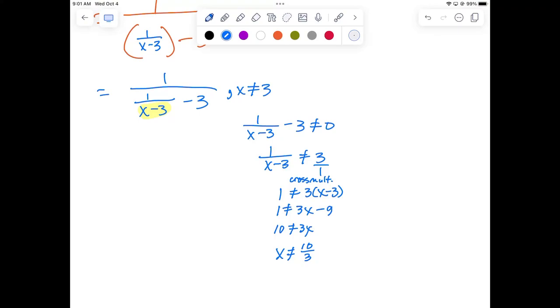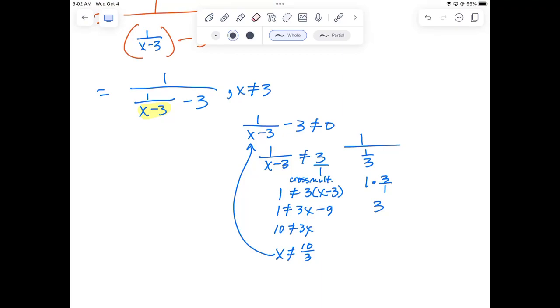Let's see if that's right. Let's plug it back in. What is 10 thirds minus 3? Well, 3 is how many thirds? 9 thirds. So 10 thirds minus 3 is 1 third. What's 1 over 1 third? Stay, change, flip. It's 3. Yeah, it's the reciprocal of a third. What's 3 minus 3? 0. Does 10 thirds cause a 0 in the denominator? Yeah.